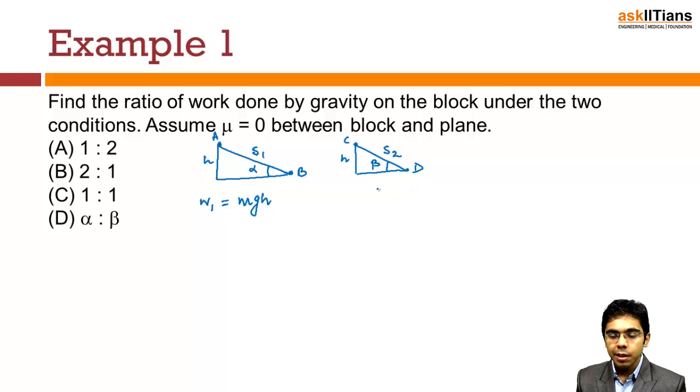Similarly for the second case, the work done going from C to D will be mgh. So if you want to find the ratio of the two, the ratio comes out to be 1 by 1. So option C should be correct for this.